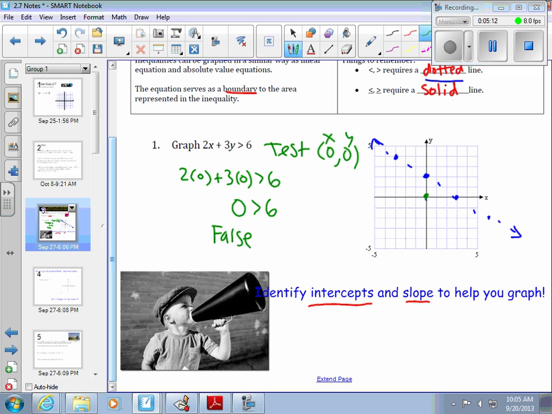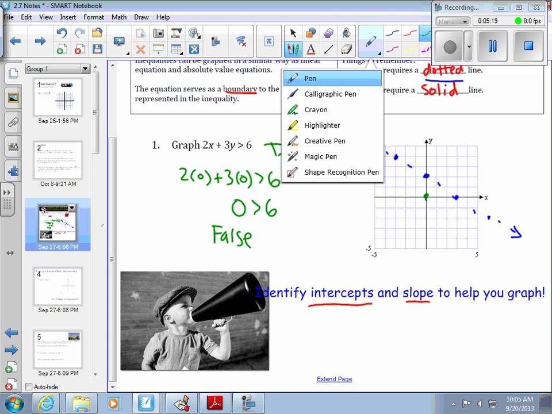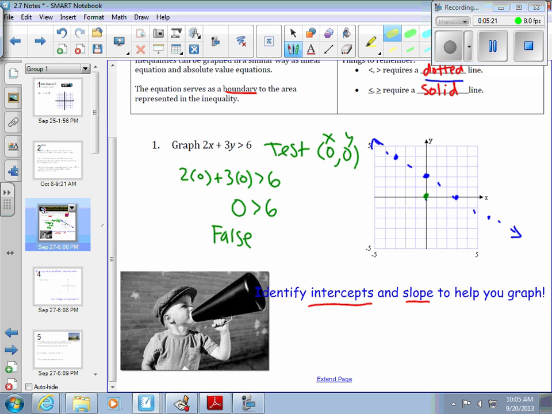solution, which means all our solutions are not on the bottom left side of our graph, they're on the top right side of our graph. So that would be the side of the graph we're going to then shade in. So all our solutions are in this upper part of the graph. So that's the side of the graph we shade in.